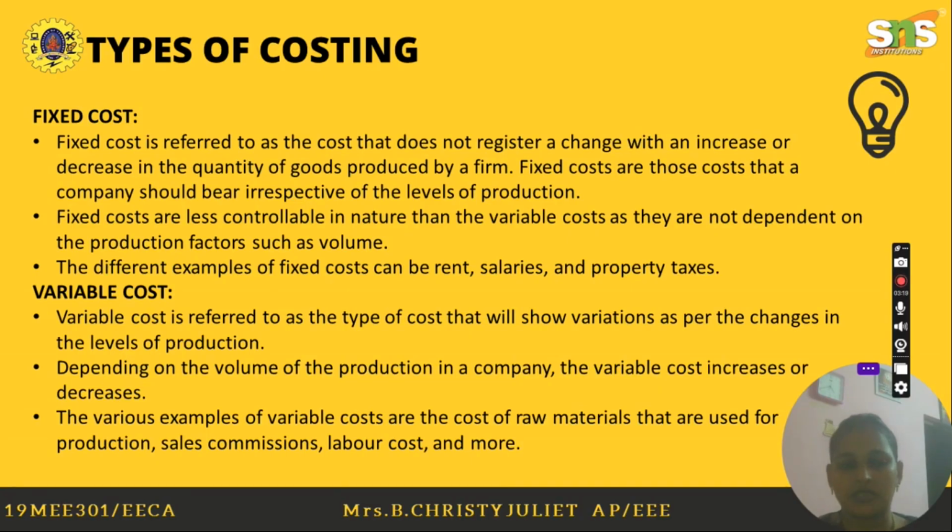But the variable cost will change, because if a company produces 100 pieces per day, and I change the degree of output level to 1000 pieces per day, then the amount of raw material required will be different. So the cost for buying those raw materials will vary. That cost for raw material will come under the variable cost, and also the sales commissions and the labor cost, etc. These also add to the variable cost.